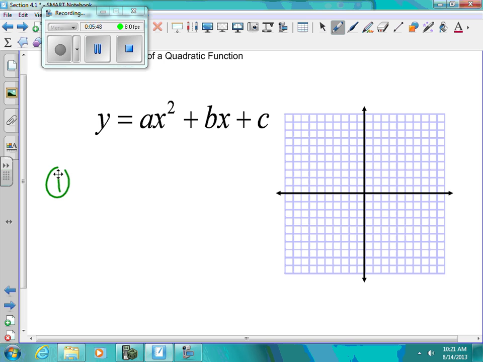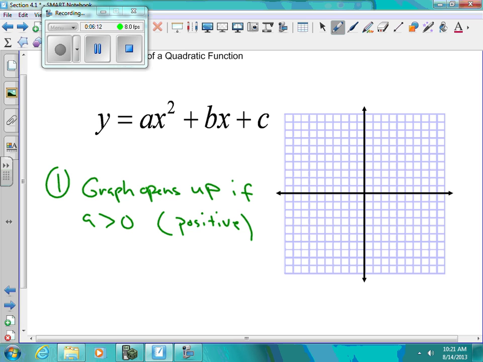I told you in the last slide, graphs sometimes open up, they sometimes open down. How can we tell that from the equation? Well, the graph will open up if A is greater than 0, or if A is positive. Well, where is A coming from? It's the same A as up here. Okay? It's the same A in front of x squared. So if A is positive, the graph will open up. It'll look something like this. It's like a smiley face. Okay?